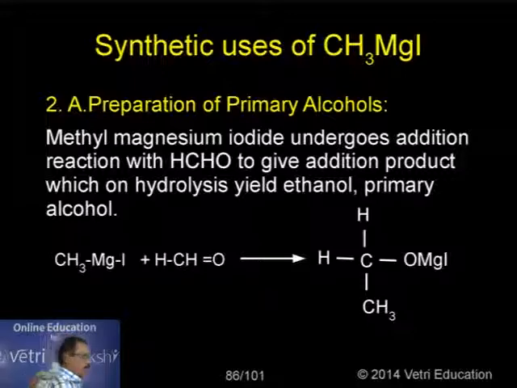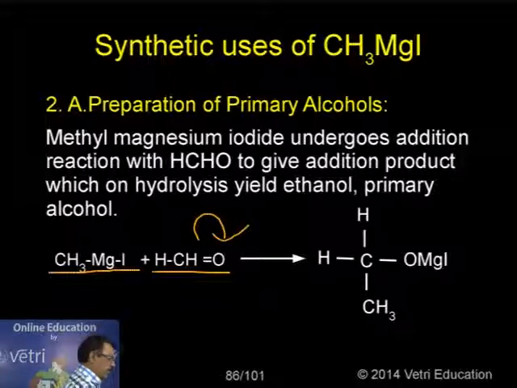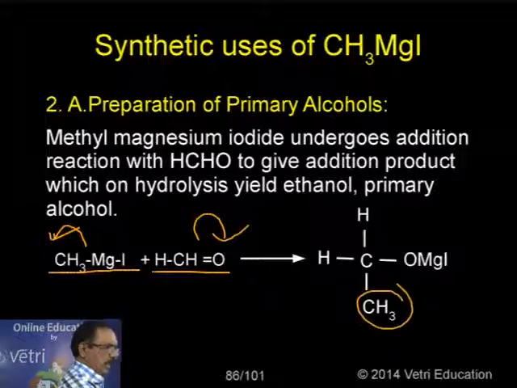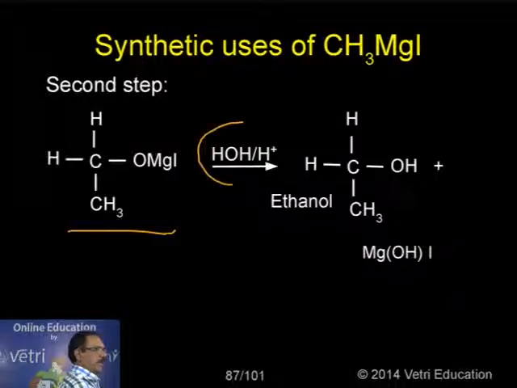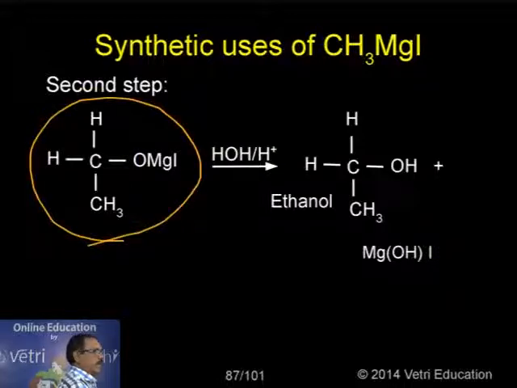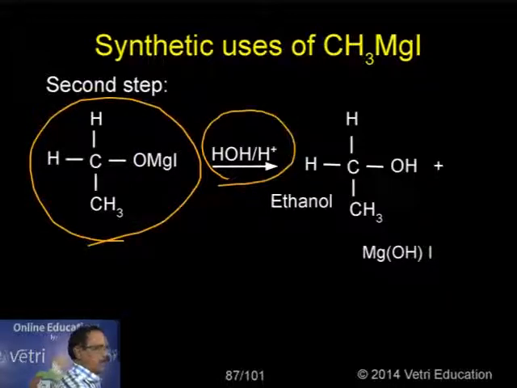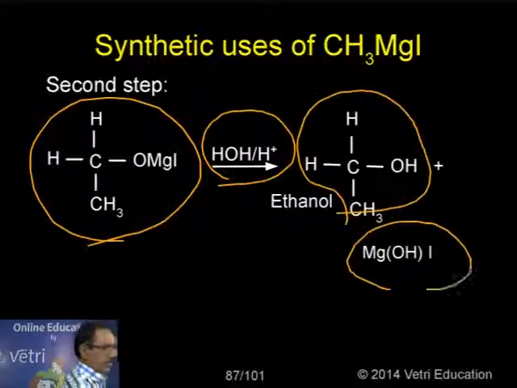Let me give a practical example. I want to prepare ethyl alcohol. So I am using CH3MgI, methyl magnesium iodide, and formaldehyde. What will happen now? This is the way it cleaves. When it is cleaved, the methyl group is added here and OMgI is added here. This is called an intermediate. Now this intermediate undergoes hydrolysis in an acid medium. When this intermediate is treated with water in the presence of an acid medium, we get ethanol and MgOHI.